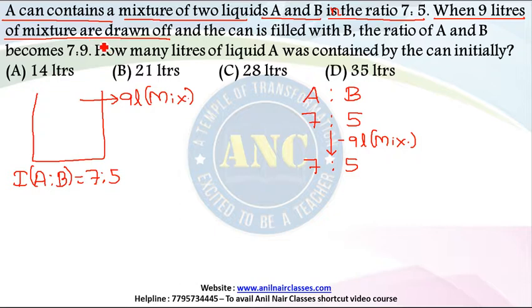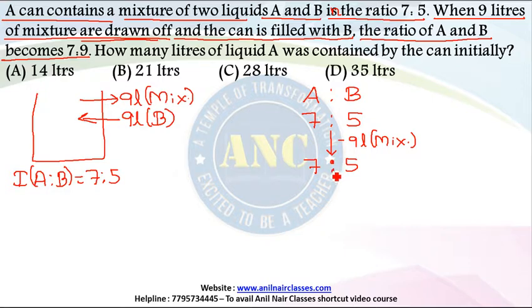When 9 liters of mixture are drawn off and the can is filled with B, that means again I am replacing 9 liters of mixture with 9 liters of B inside the can. With 9 liters of B inside the can, the ratio of A and B becomes 7:9. That means for this particular ratio of 7:5, I am adding some liters of B. How many liters am I adding? I am adding 9 liters of B, so that the new ratio becomes 7:9. That is what they have given in the question. How many liters of liquid A was contained by the can initially? Initially, how many liters of liquid A was present in the can is the question.